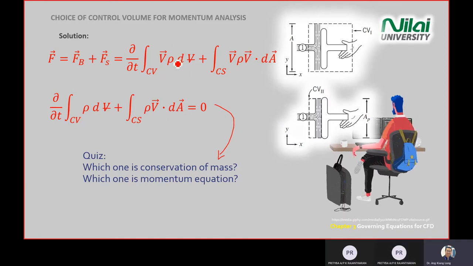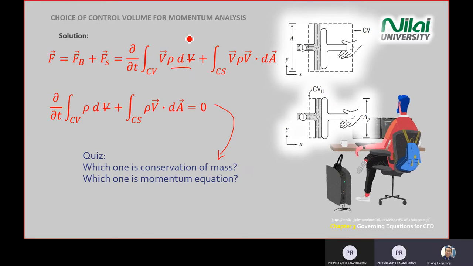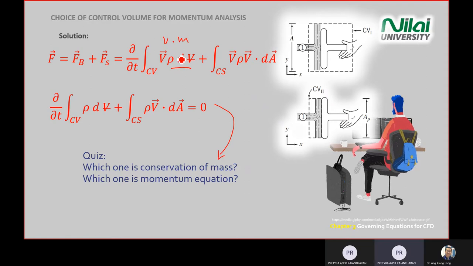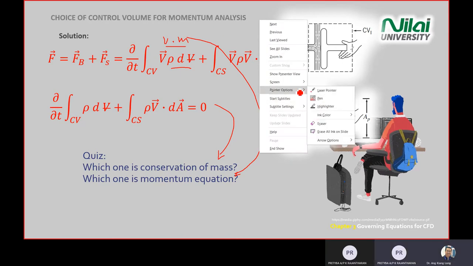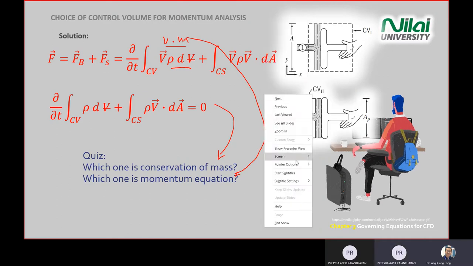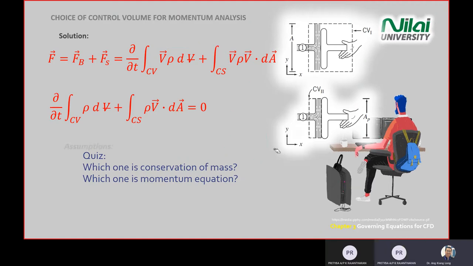You look at the first equation. Rho times volume, what do you get? Rho times volume, we will get a mass. Times V, we will get a momentum. So MV equals momentum. Okay sir. So this is how you differentiate, yeah? This is how you identify, okay? Need to be aware of all these things.